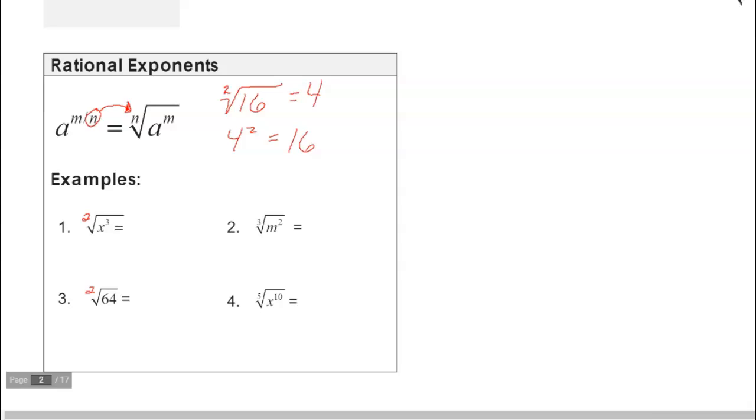Alright, so let's switch them back and forth here. So all you do is just take what's in front here and put it underneath. So if I'm going this direction, this now becomes x to the third over 2. And then here, I have the 3 on the outside. Again, that goes to the bottom. So this becomes m to the 2/3.